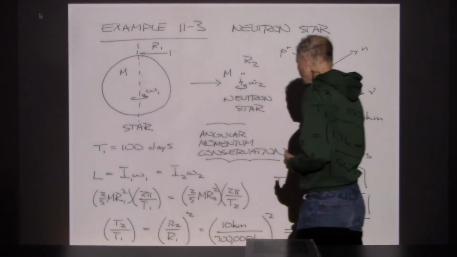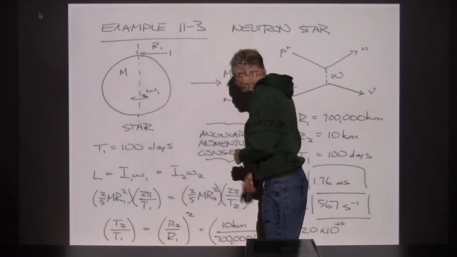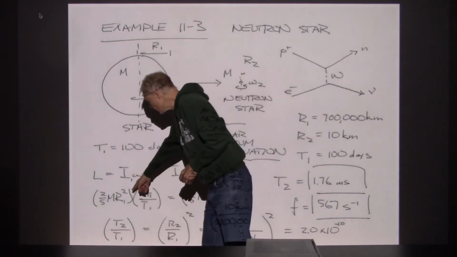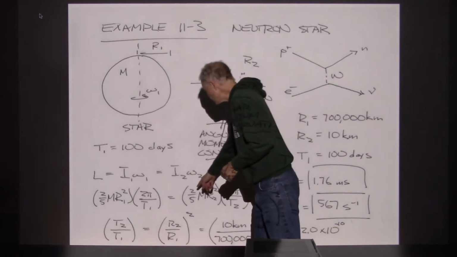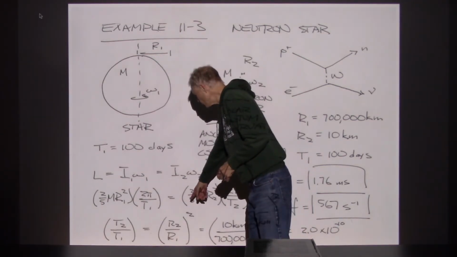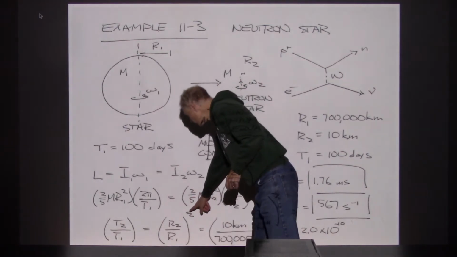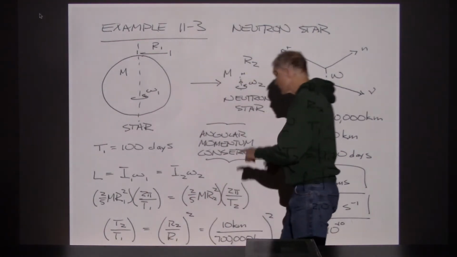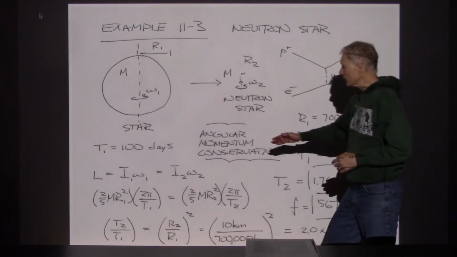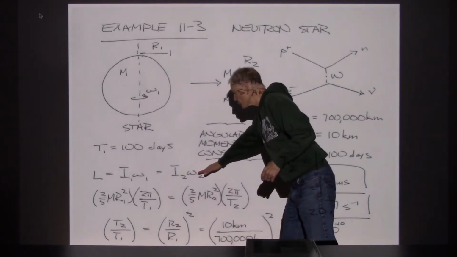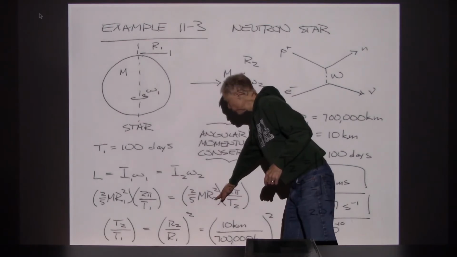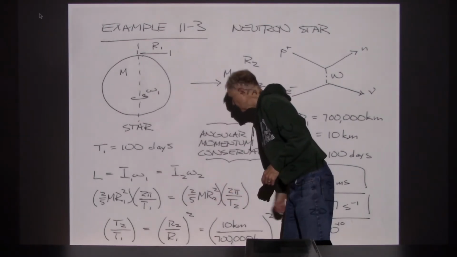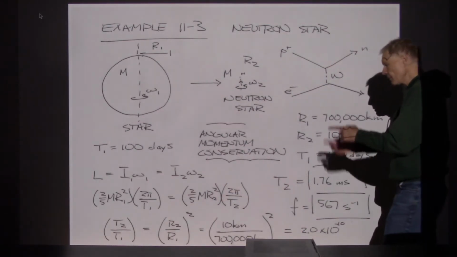And when we solve for the ratios, what we get is period 2 divided by period 1 is going to equal R2 divided by R1 squared. So that's what's left from that. We started with angular momentum conservation, wrote in mathematical expressions for the rotational inertia and for the angular momentum, and that's what we're down to.